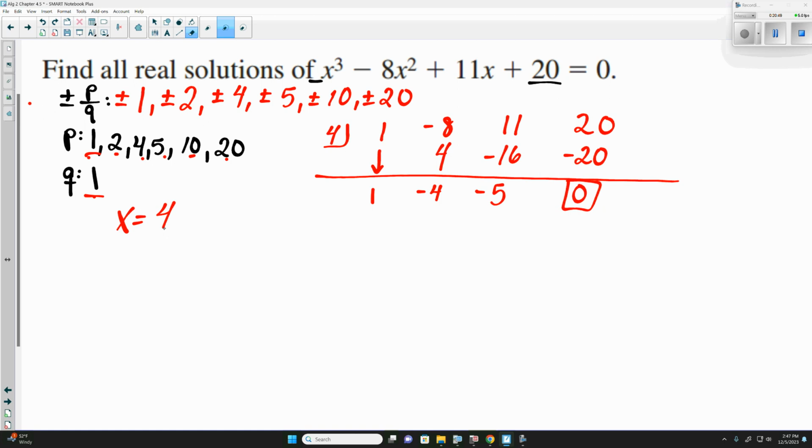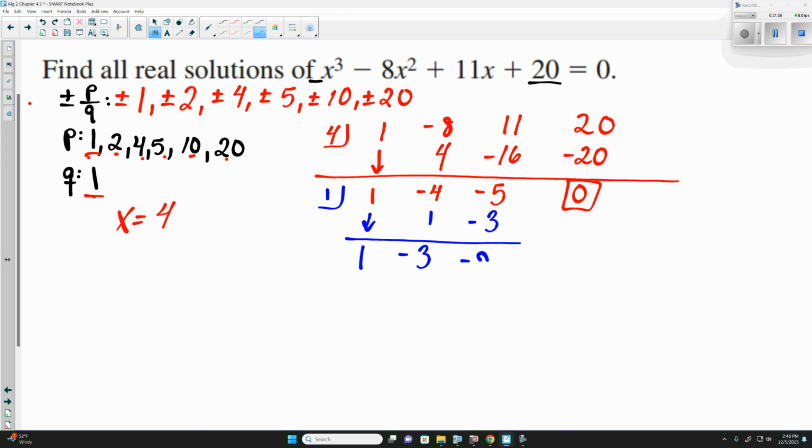Now, if a number didn't work on the first one, it's not going to work on the next one. So since 1 and 2 did not work originally, they're not going to work again. They're not going to magically work now. As I can show you here, if we did 1 with this here, 1 times 1 is 1. Negative 4 plus 1 is negative 3.